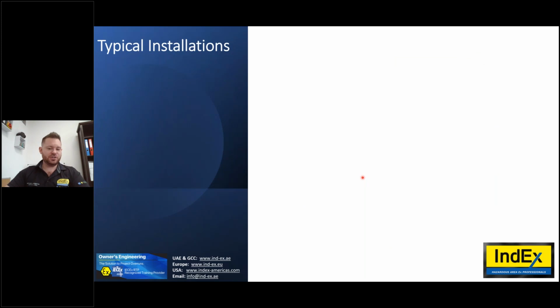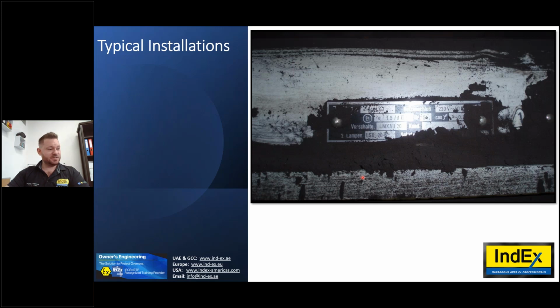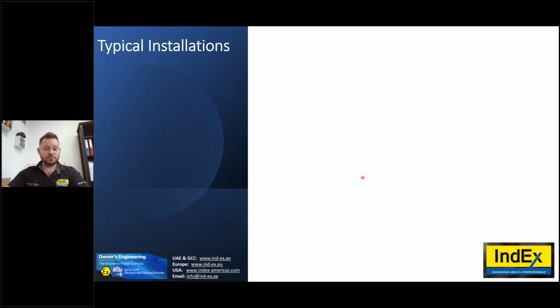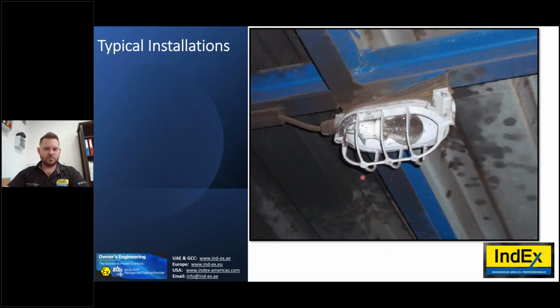So typical installations, what do we see? Well, we see installations that have a lot of dust around, and usually data plates, nameplates that are difficult to read. And examples such as this, a motor that is completely encased within dust. This is a very significant risk because it's acting as an insulating layer and causing the equipment to heat up. Then we have equipment without covers installed.